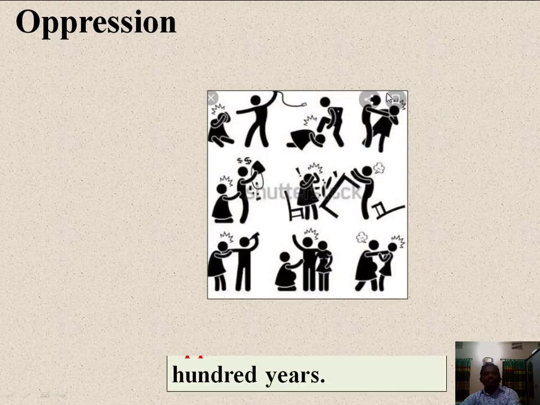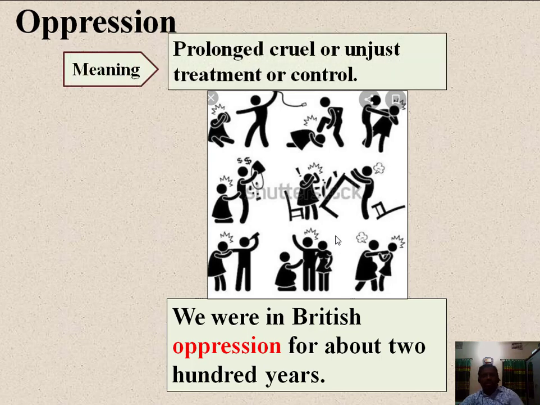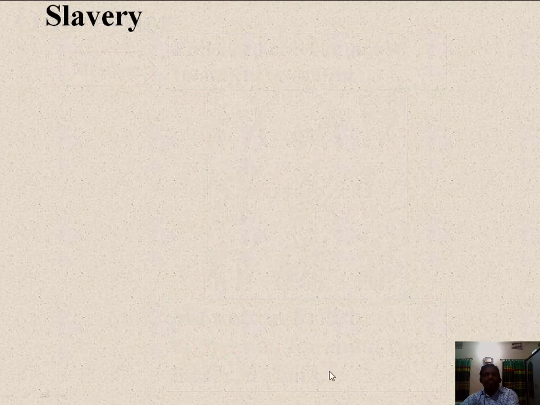Oppression. Look at the images first. I think you can understand the meaning of the word oppression. You can understand clearly from these images what these people are doing here. Okay, now look at the meaning: prolonged, cruel or unjust treatment or control. Use in a sentence: we were under British oppression for about 200 years.